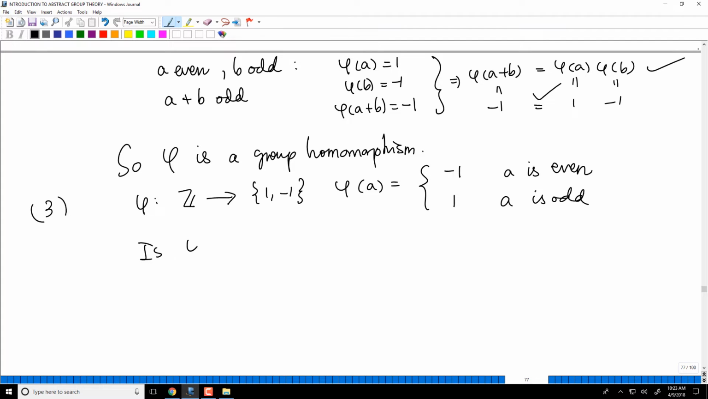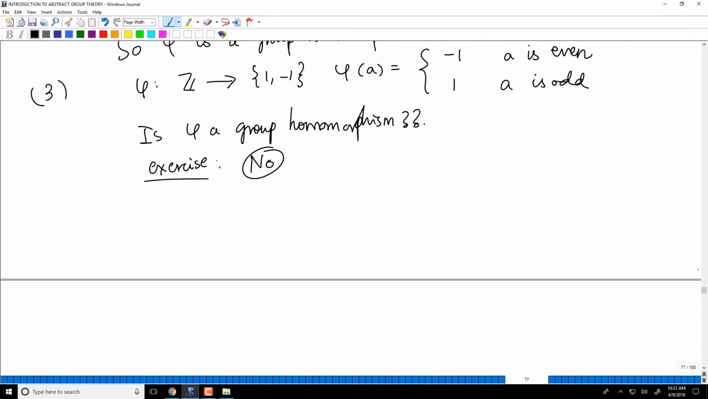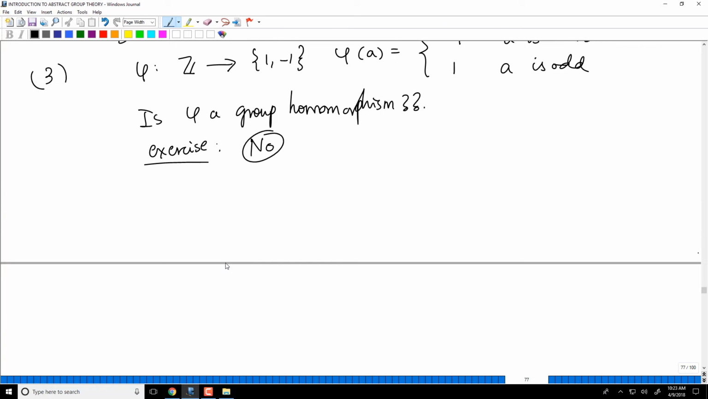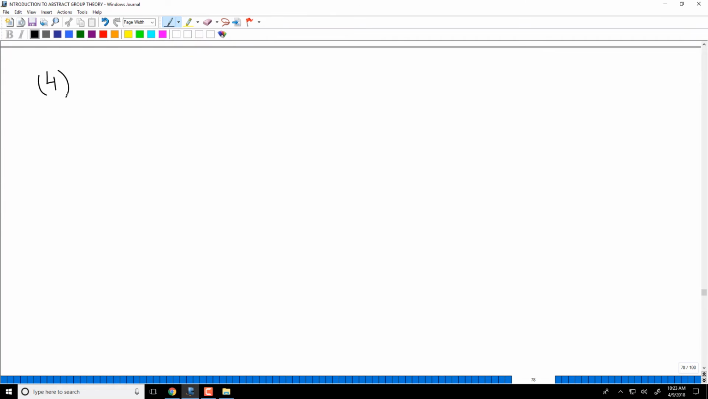Is phi a group homomorphism? I will leave this as an exercise for you. It's a very easy exercise. You can check that it is not a group homomorphism. You can produce two numbers which violate the definition of a group homomorphism. So this is an example of a function which is not a group homomorphism. Let me not do the solution, because I would like you to try this on your own.